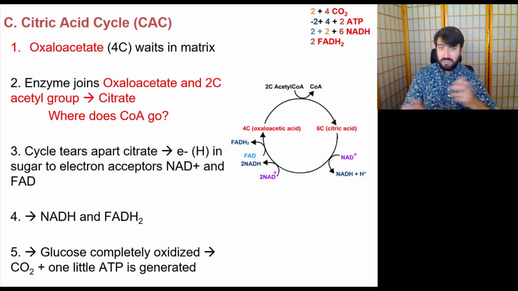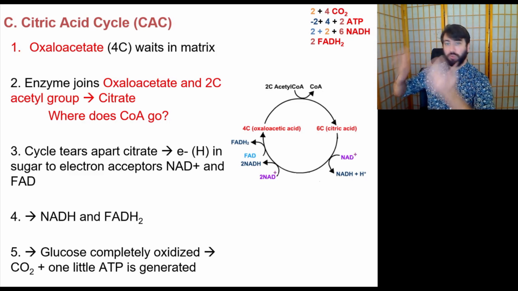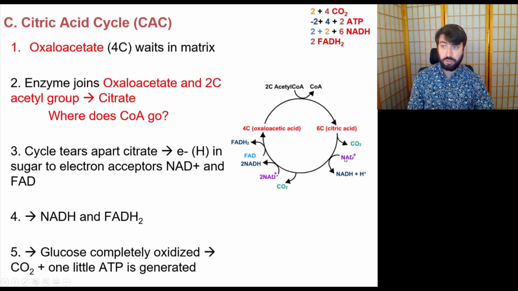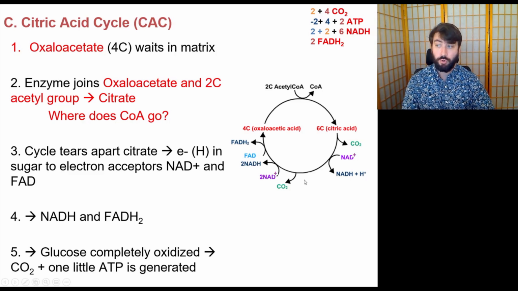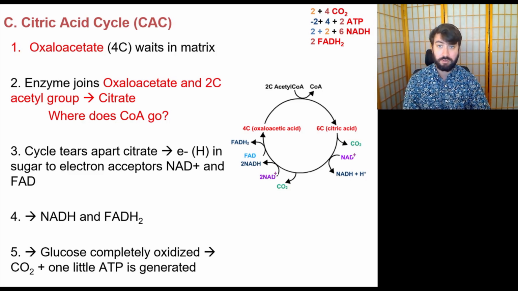Now, while these electrons are getting pulled off, we're also oxidizing the remaining carbons from that glucose molecule that are left over, right? Those 2 carbons that were in the form of the acetyl. So we're going to be pulling off more carbon dioxides, and this ultimately results in that glucose molecule being completely oxidized and 2 more molecules of carbon dioxide are produced. You also generate 1 little ATP from this whole process. Pretty straightforward here.